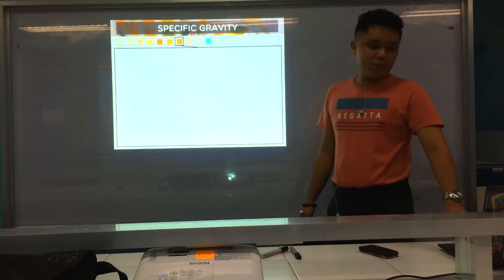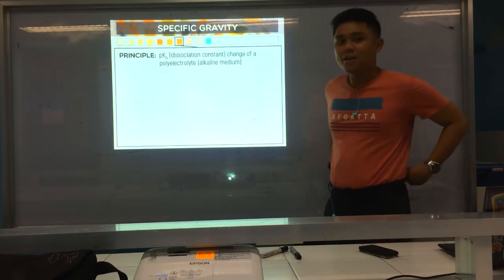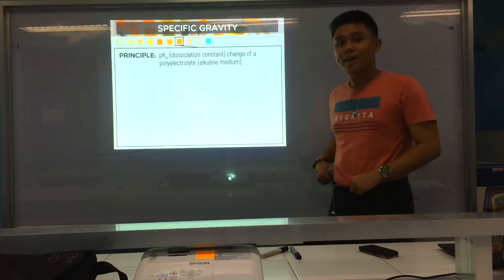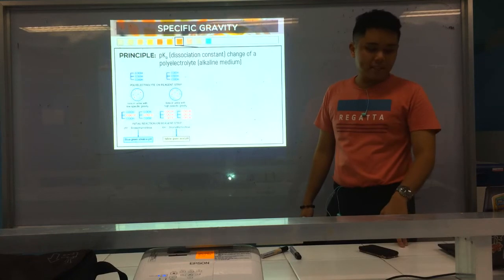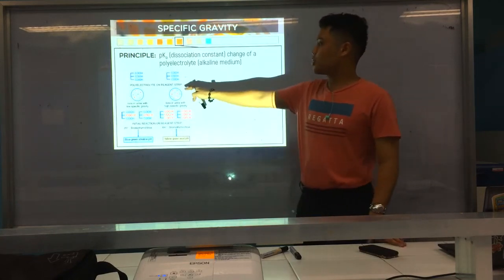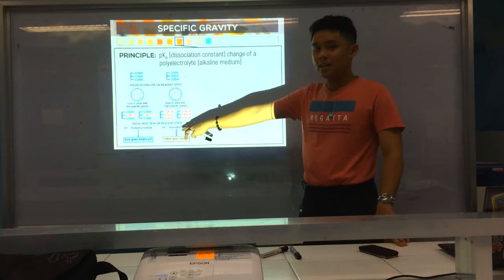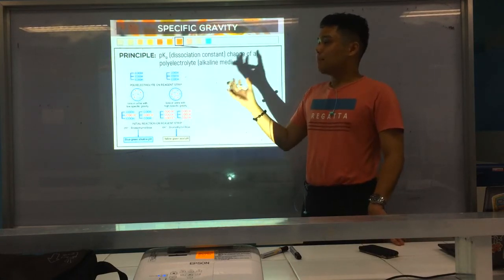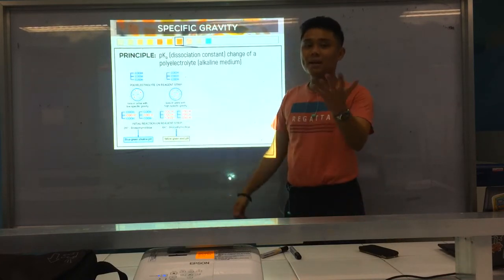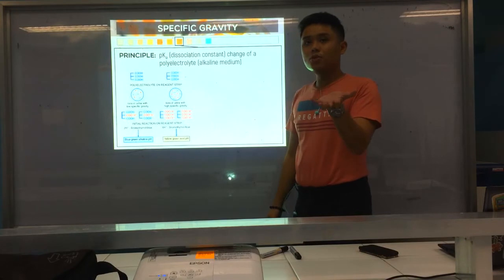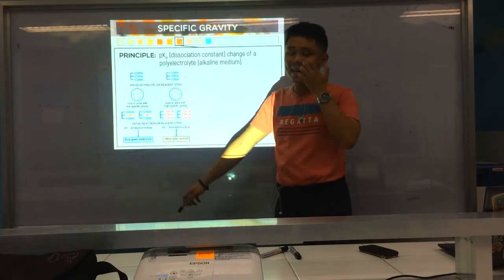Okay. Now, in terms of principle, it's your pKa change of a polyelectrolyte. pKa, di ba, in your biochem, the dissociation constant of a weak acid, right? And in an alkaline medium. Now, here's an example of the polyelectrolyte sa reagent strip. Mo depend siya on the number of the solutes or ions present in the urine. Alright, now if gamay rang ions, gamay ra pod na H iyahang i-dissociate. Therefore, gamay ra man ang H sa imuhang solution, therefore, unsa ang pH? Alkaline. Therefore, that will result to a blue-green alkaline pH.